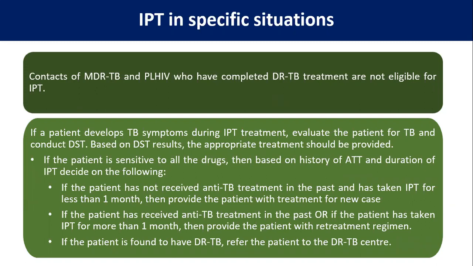If the patient is sensitive to all the drugs, then based on history of ATT and duration of IPT, we can decide. If the patient has not received any TB treatment in the past and has taken IPT for less than 1 month, then we should provide the patient with treatment as for a new case. If the patient has received anti-TB treatment in the past, or if the patient has taken IPT for more than 1 month, then we should provide the patient with a retreatment regimen. If the patient is found to have DRTB, we should refer the patient to the DRTB center.